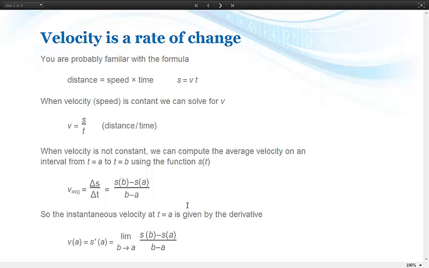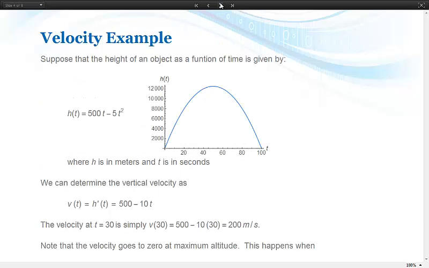If I want the instantaneous velocity, I have to take the limit as b goes to a. As we saw, this is the derivative, s prime of a. So my velocity is the derivative of position. It can be written as the limit as b goes to a of the position at b minus the position at a divided by b minus a. Change in position over change in time.